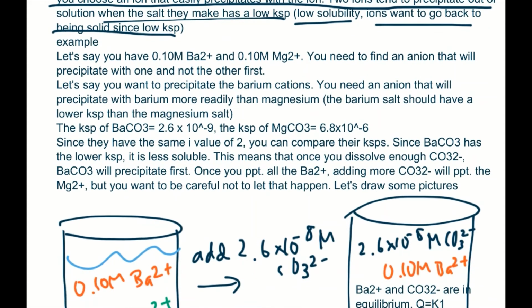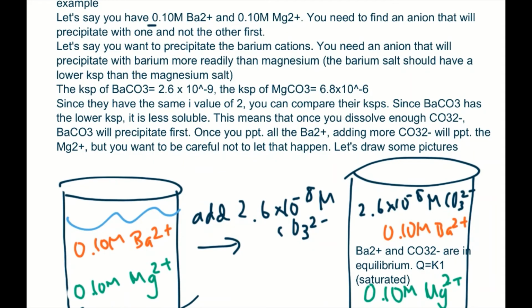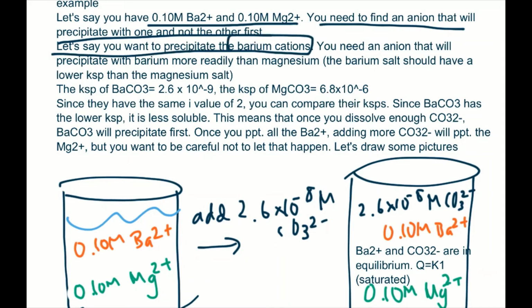So let's do an example. Let's say you have 0.1 molar and 0.1 molar of barium and magnesium ions. You need to find an anion that will precipitate with one and not the other first. Let's say you want to precipitate the barium cations first. You need an anion that will precipitate with barium more readily than magnesium.